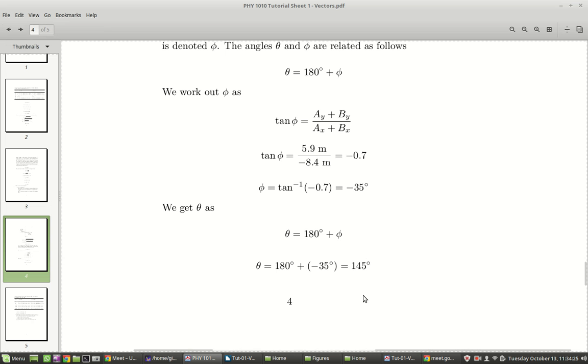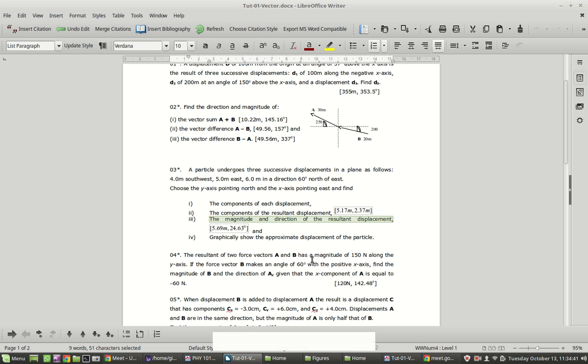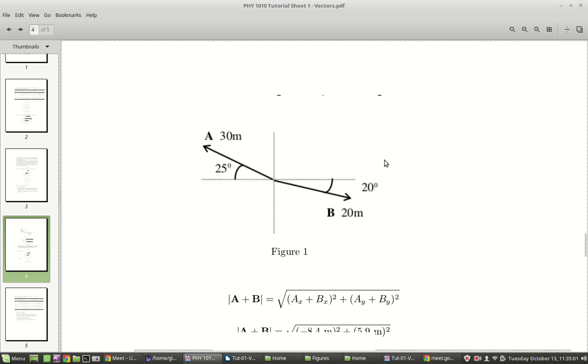Okay, so the angle from the positive x-axis is 145 degrees anti-clockwise. Then the size of A plus B is 10.03. So 10.03 and 145 degrees. Is this clear? Is what you have done clear?